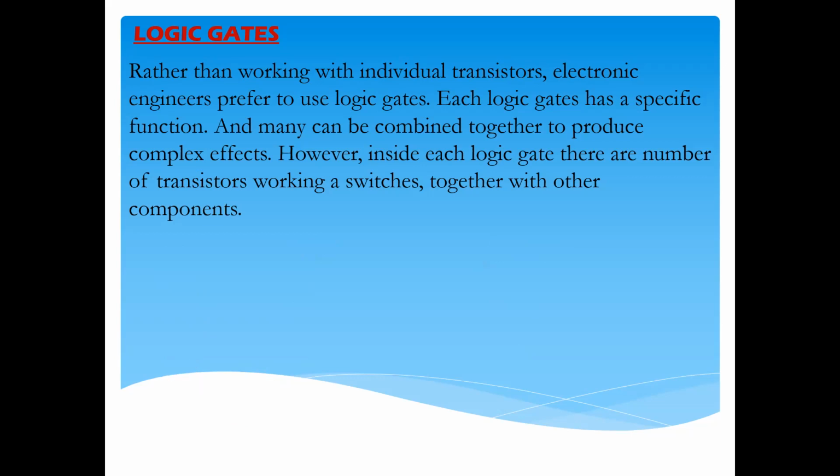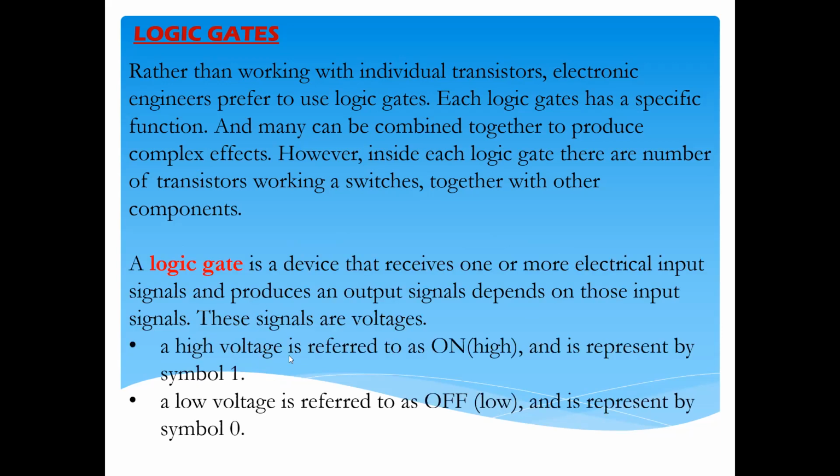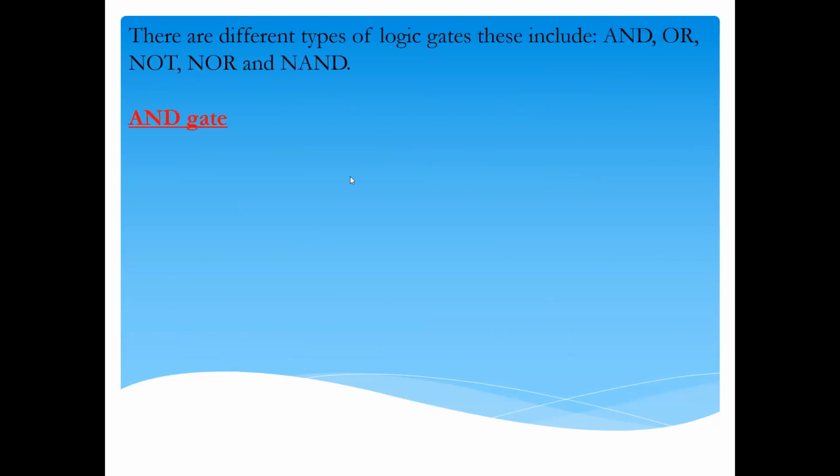So logic gates are basically a combination of logics, or switches we can also say. If the voltage is high, we say it is on, or we represent it by 1, and if the voltage is low, we say off, or we represent it by 0. There are different logic gates. You will learn 5 of them. The first one is the AND gate.